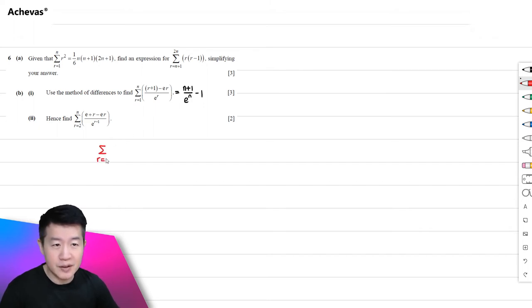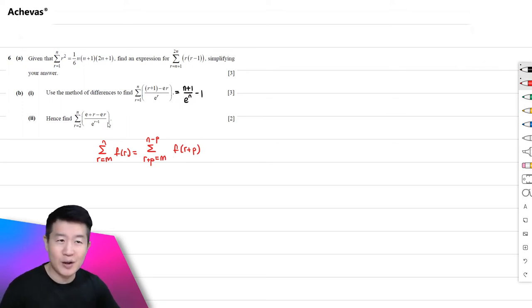When we try to sum from r is equal to m to, let's say, n of f(r), we can rewrite it as, if I were to replace r by r plus p, then here we will minus p, we'll replace all the r by r plus p. It is a result that is very, very useful for a question like this, but we cannot immediately apply it unless we overcome this sore point first, which is to manipulate this so that it looks a little bit more similar to the expression that I have here. So if I were to sum from r is equal to 2 all the way until n of (e plus r) minus er, this divided by e to the power of r minus 1.